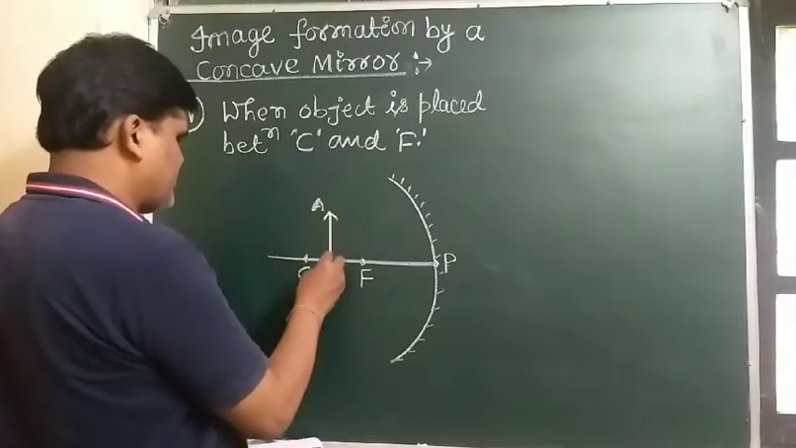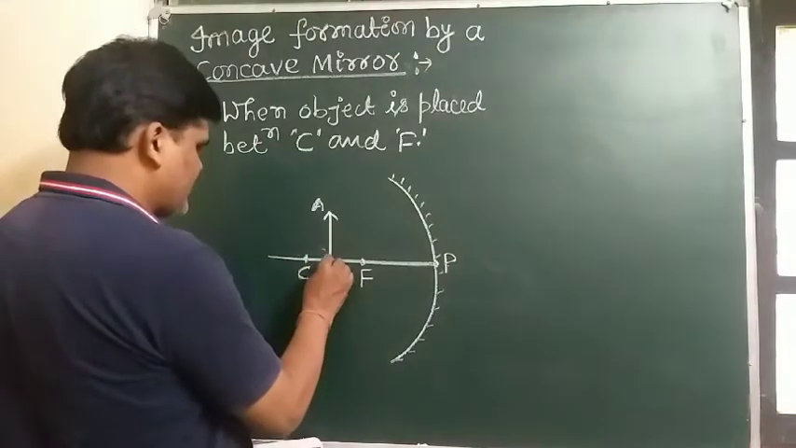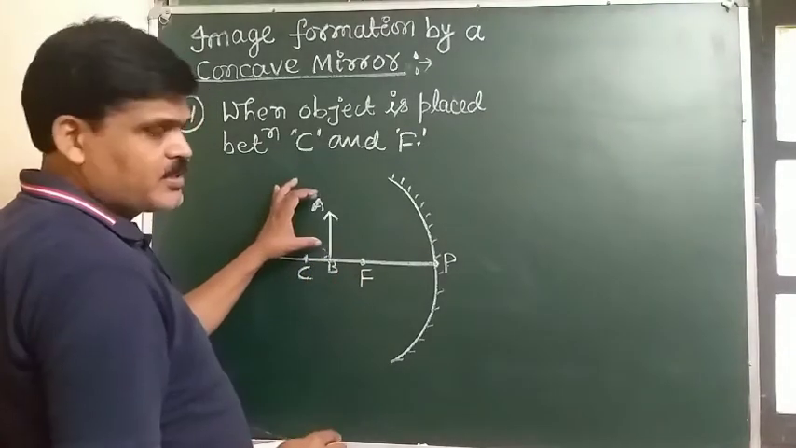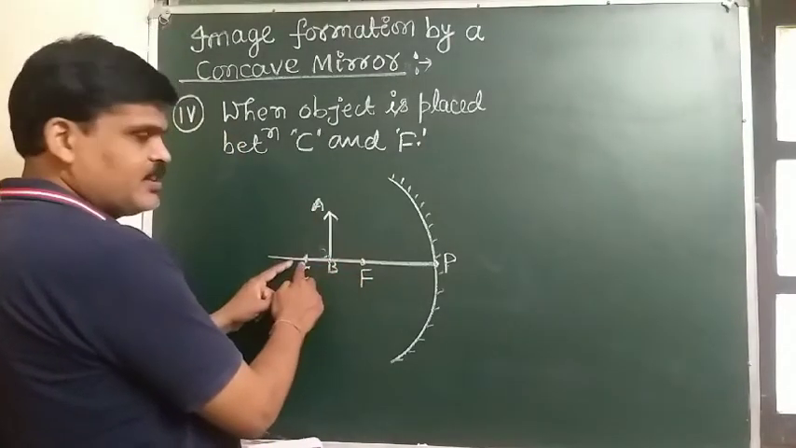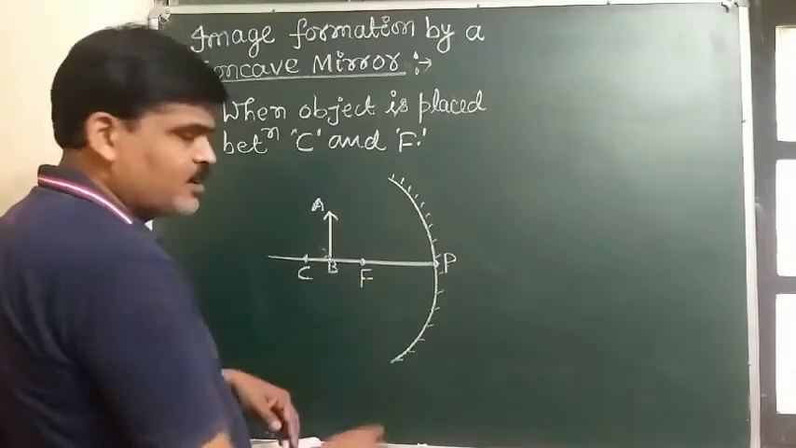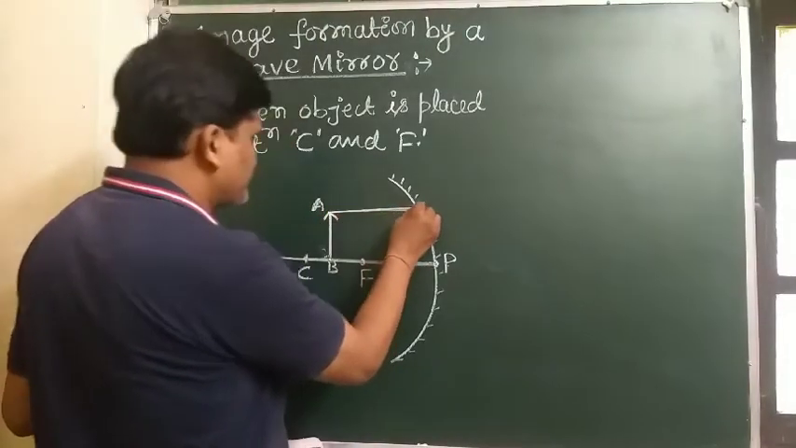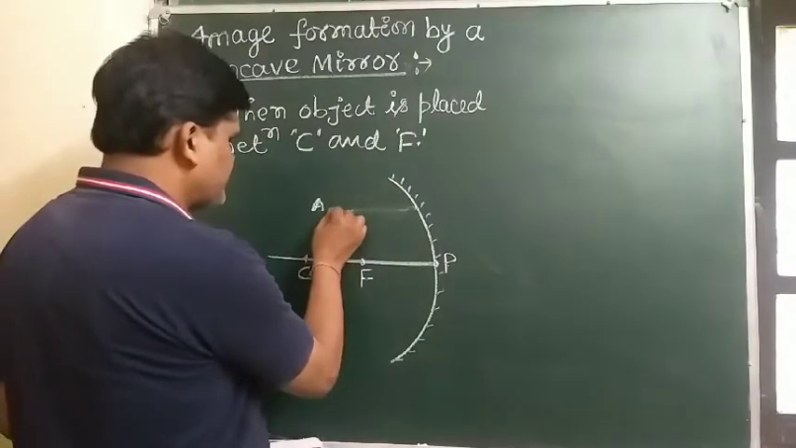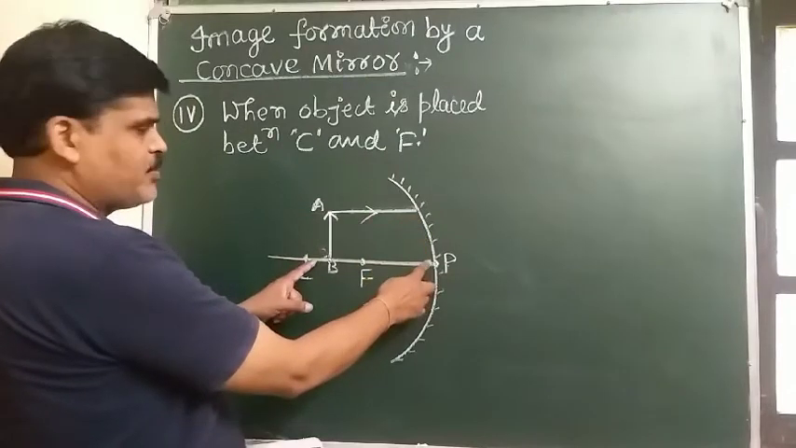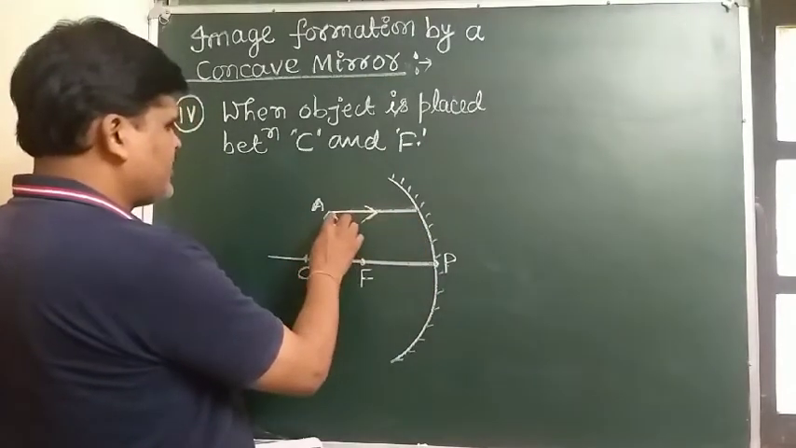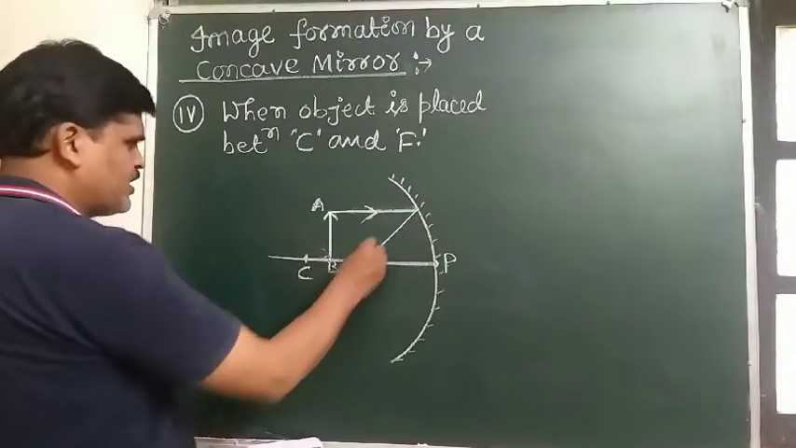Here AB is the object, and its size is the object's size, placed between center of curvature and focus of a concave mirror. We use the properties of image formation. First, see the diagram carefully: if a ray of light is parallel to the principal axis, after reflection it passes through the focus of a concave mirror.